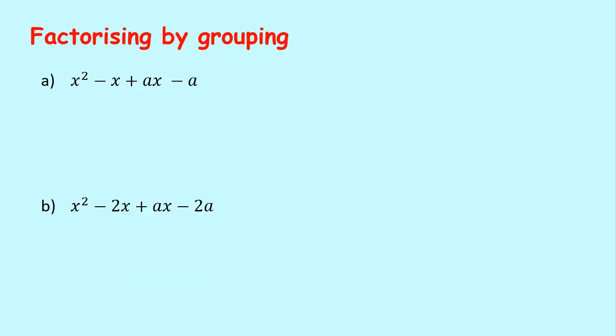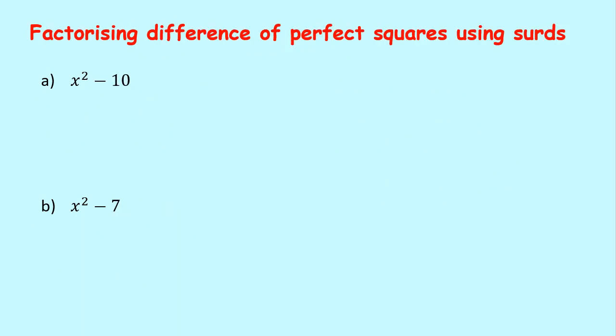In example A, we can see that 10 is not a square number. However, this can be factorized using surds. We will rewrite it as x squared minus the square root of 10 squared, which can then be rewritten as x plus square root of 10 times x minus the square root of 10.